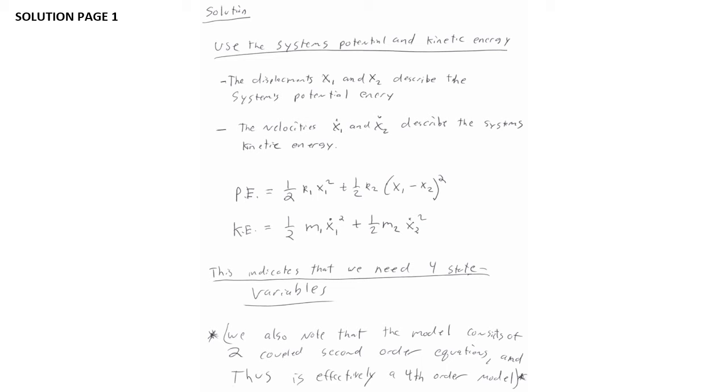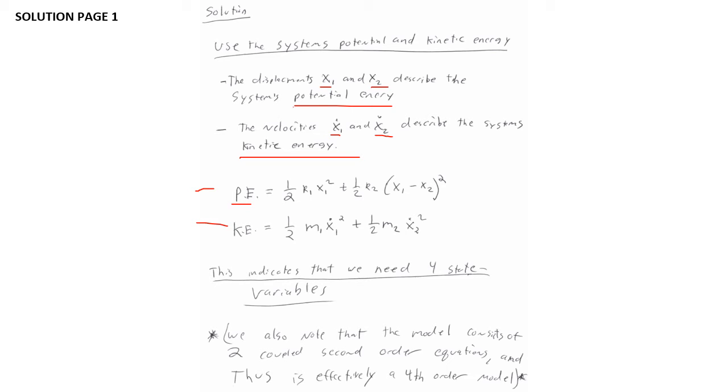So now we'll jump into our solution page. And now we can reference back to our problem statement and to our setup page for all the values we need, what they've given us, and what we're looking for. The first thing we want to do is use system potential and kinetic energies. Our displacements x1 and x2 describe the system's potential energy. The velocities x1 dot and x2 dot describe the system's kinetic energies. If we look down here at our potential energy equation, it is 1/2 k1 x1 squared plus 1/2 k2 times the quantity x1 minus x2, squared.